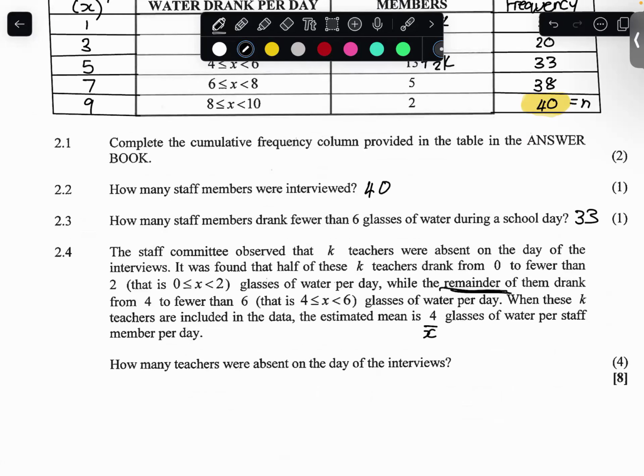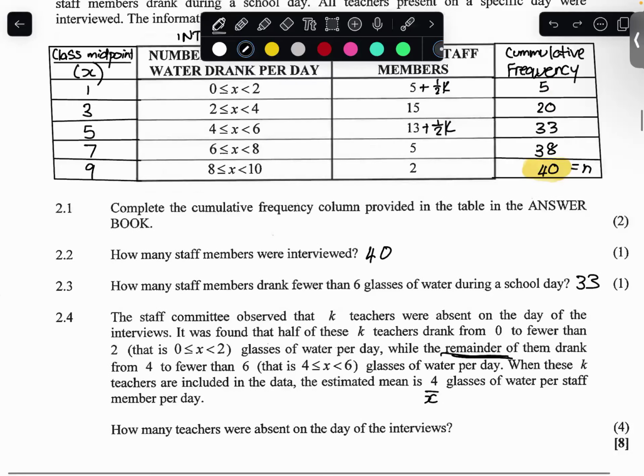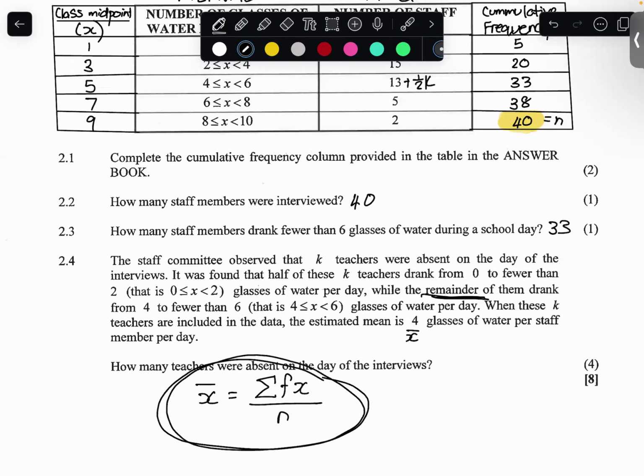Okay, so here's what I'm going to do. They gave me the estimated mean is 4 glasses of water per staff member per day when the K teachers are included in the data. So I'm going to do the long method of finding the mean. We know that the mean is equal to the sum of the frequency times the data, all over the number of data. This is the formula for grouped data. So just keep this in mind. This is when the data is grouped, meaning given to you in table form, right?